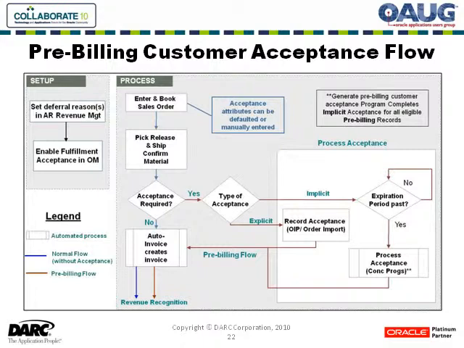If you'll look up, it's got 2 stars and explains for pre-billing. Up in the top, you're going to generate a pre-billing customer acceptance program. This is going to complete the implicit acceptance for all eligible pre-billing records. From there, because it's pre-billing, pre-invoicing, it's going to shoot out to the auto invoice, create an invoice, and then recognize the revenue.